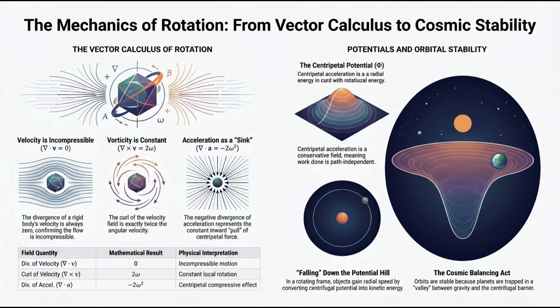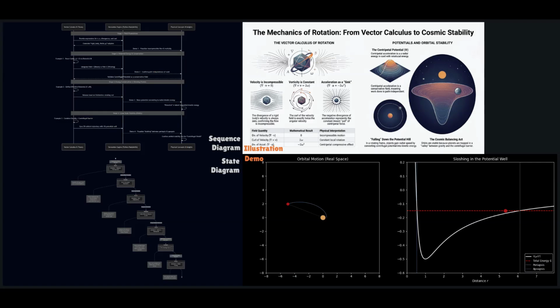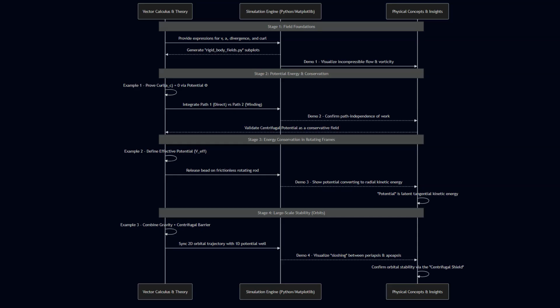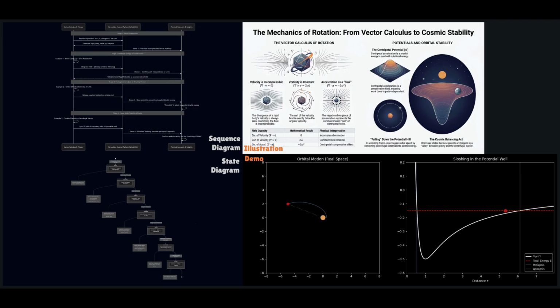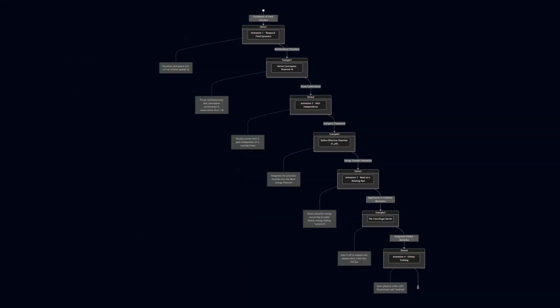The pedagogical pivot of the state diagram. Regarding the state diagram, the derivation sheet provides the critical examples that act as bridge points between the demos. It facilitates a purposeful transition from visualizing fields to understanding the effective potential, a concept where rotation is viewed as a landscape of hills and valleys.